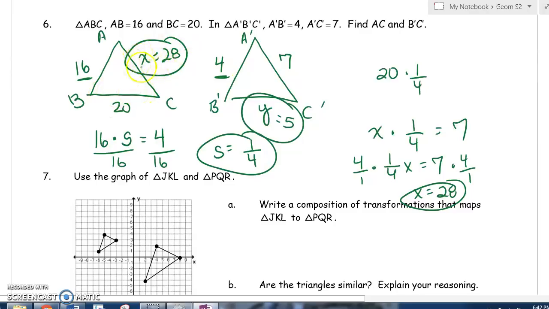Just to double check, this side should be bigger than this side because you can tell it's getting smaller. Oh, that reminds me, we were supposed to say reduction or enlargement. Since obviously the sides are getting smaller, this is a reduction. So we have a reduction, and we know what all the missing pieces are now.